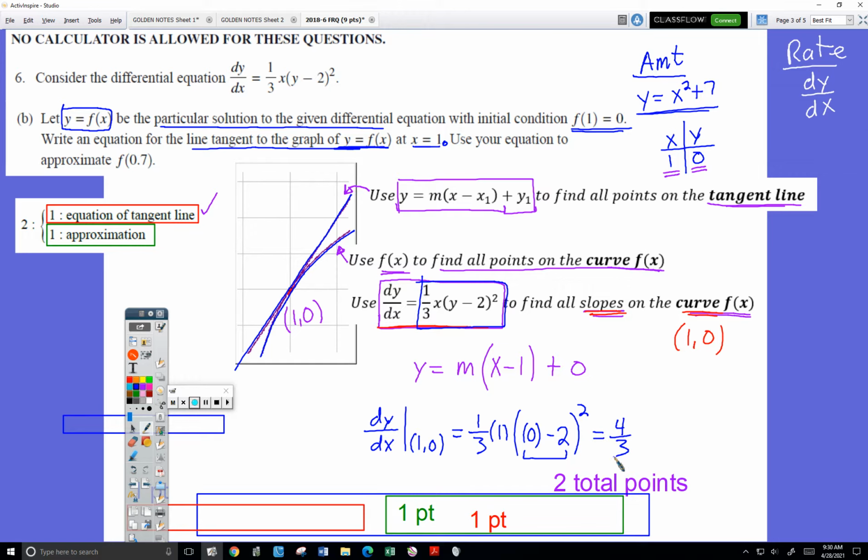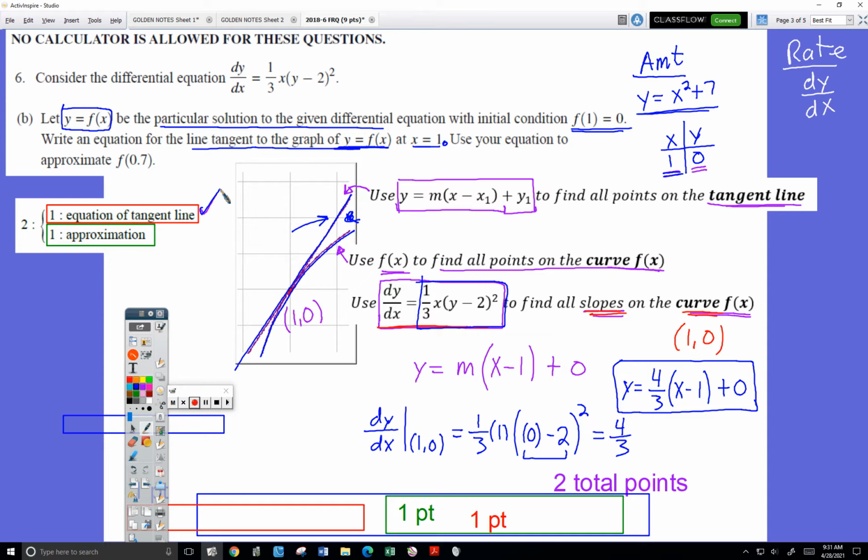So the equation of my line tangent is going to be y equals 4/3 multiplied by x subtract the x-coordinate of 1 plus the y-coordinate of 0. If I have that equation, identifying the equation of this line right here, that gets me 1 point so far.